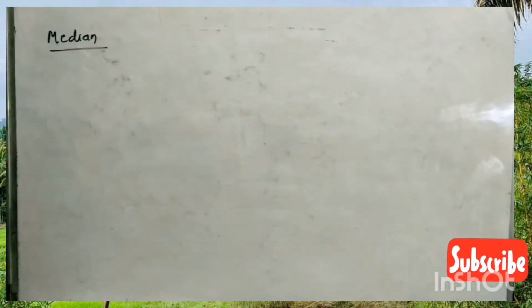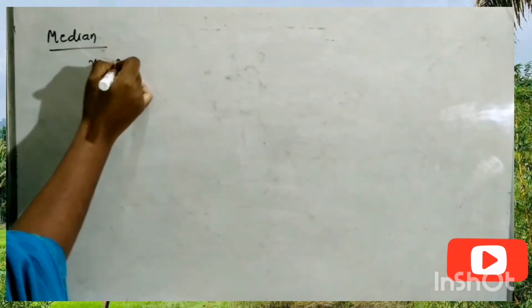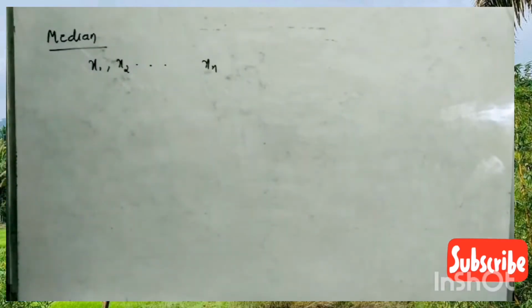Already you know, suppose you have n observations x1, x2, etc., xn. This is our n observations, and if you want to find out the median of these observations, the first step we need to arrange all these observations in ascending order or descending order.